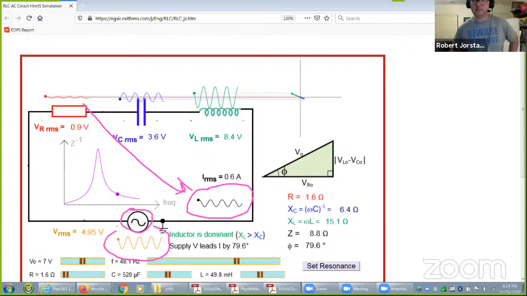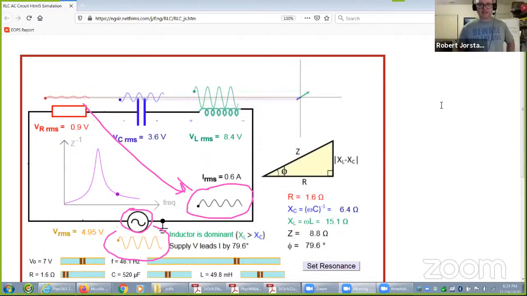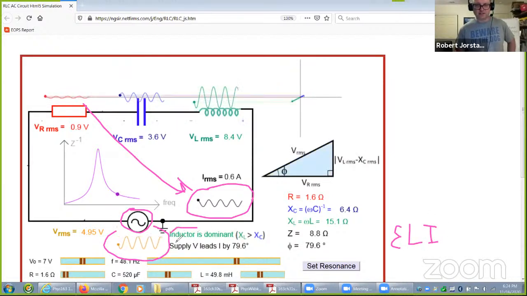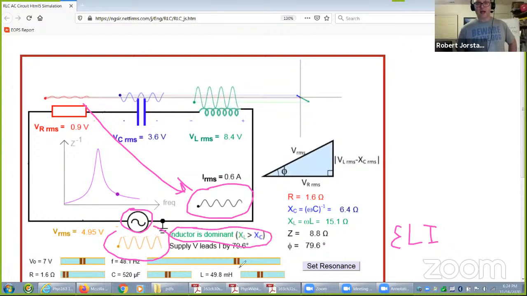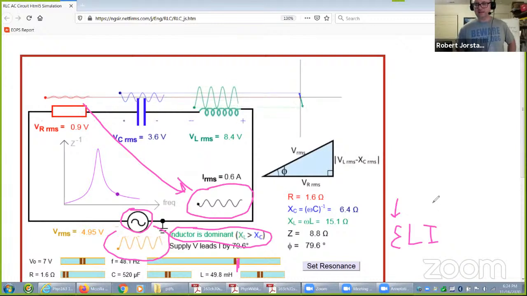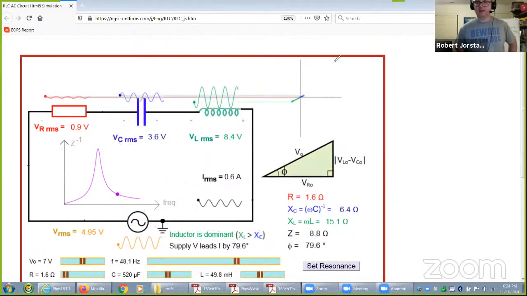Oh, I see some chat. Let's see who said it in the chat. Okay, so the source voltage is leading. So let's think about this. Eli. Right now, the inductor is dominant. How can I tell? I'm at a high frequency compared to the resonance frequency. Okay, so that means the source voltage, E, is leading the current. That makes sense. Good job. Let's try another one.